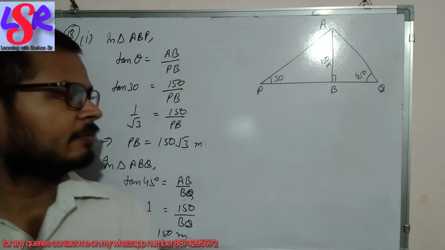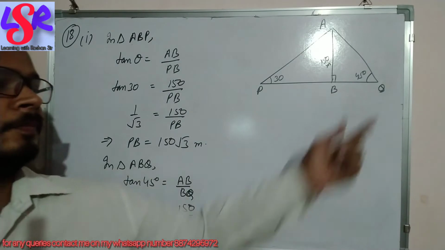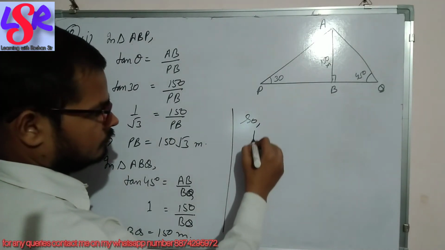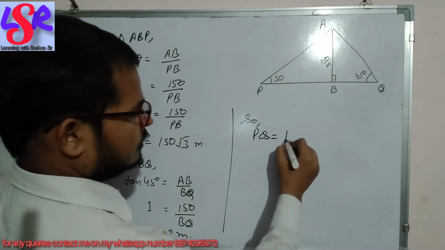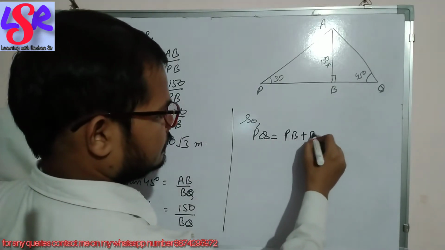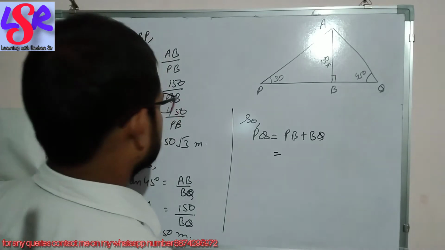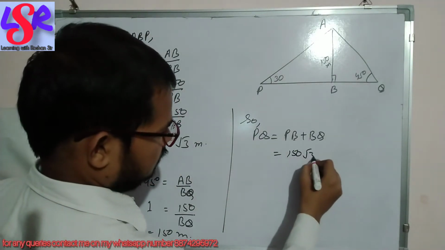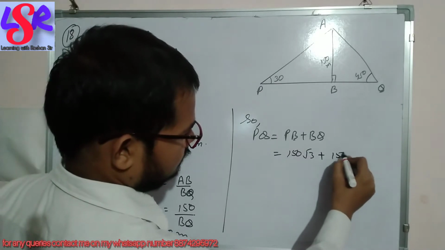The value of BQ has also come to us, and then we have to find the value of PQ, and this PQ will be equals to PB plus BQ, that is 150 root 3 plus 150.